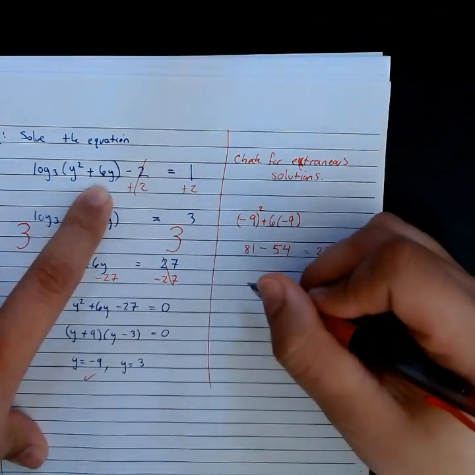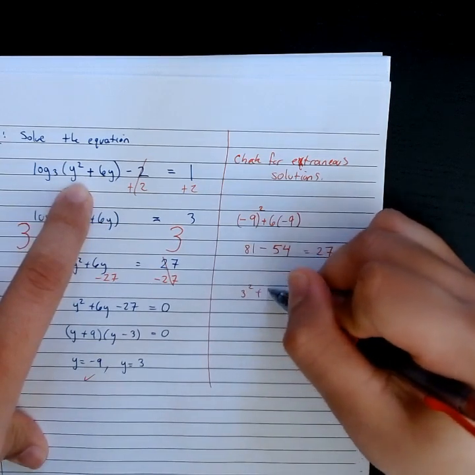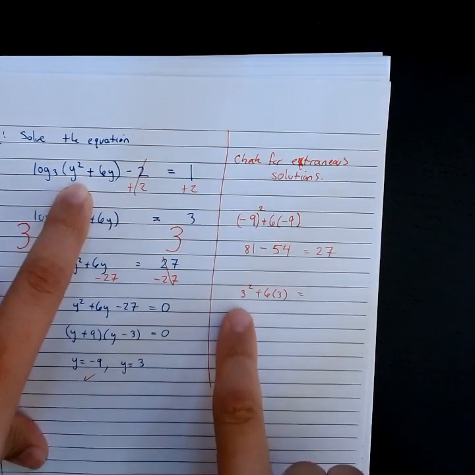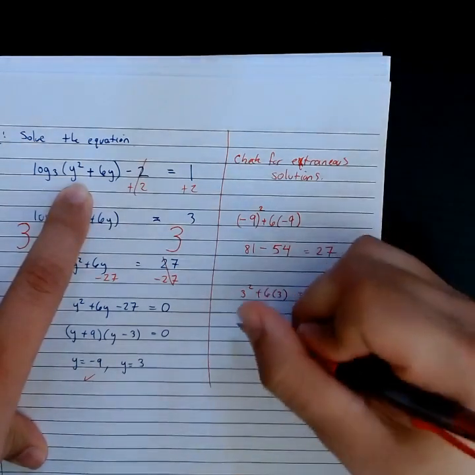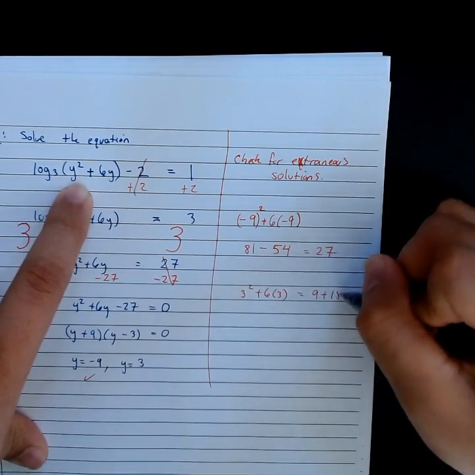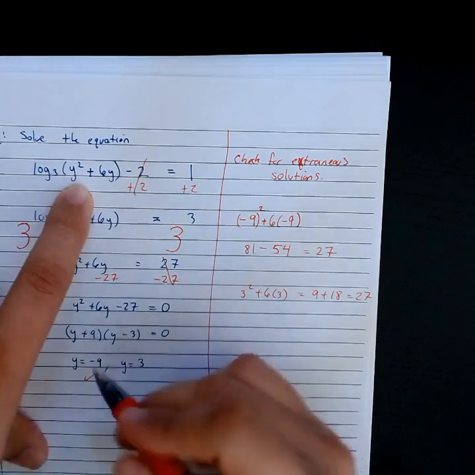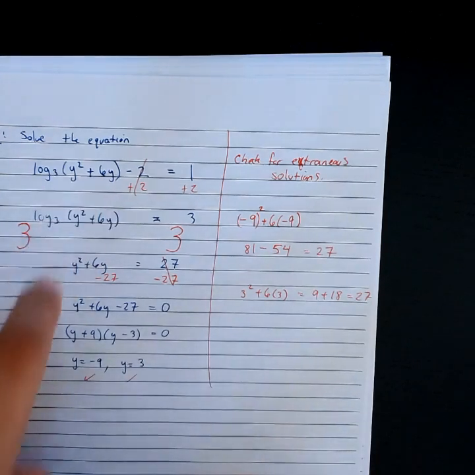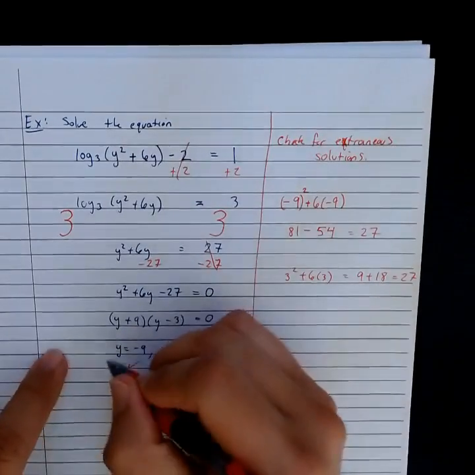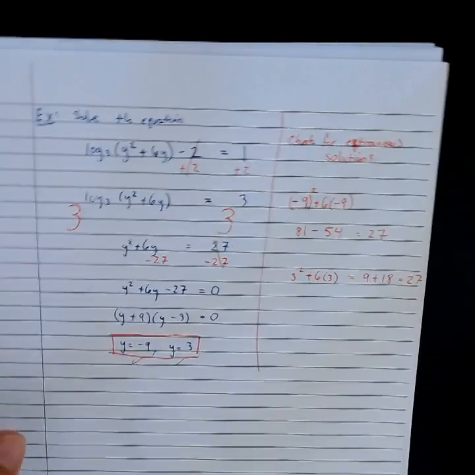Let's try 3. 3 squared plus 6 times 3. All right, let's see. That's going to be 9 plus 18, which is 27. All right, so if you plug in the number 3, that also makes that positive, so everything's still good. All right, so that makes both of them correct, and so both of those are solutions.